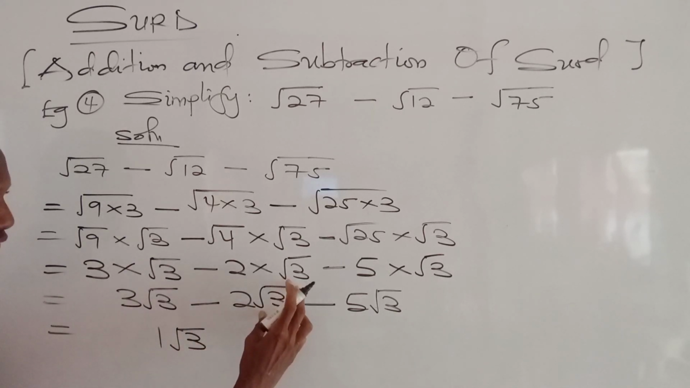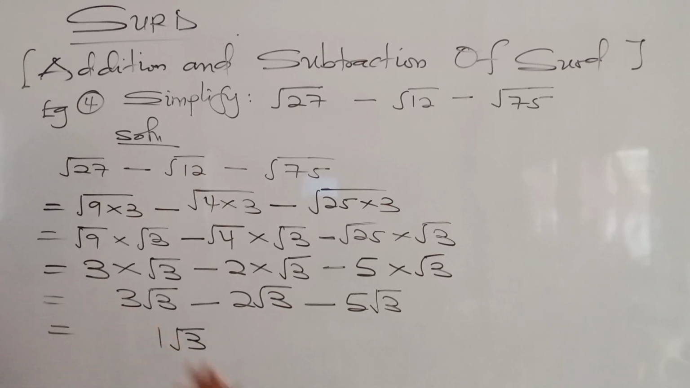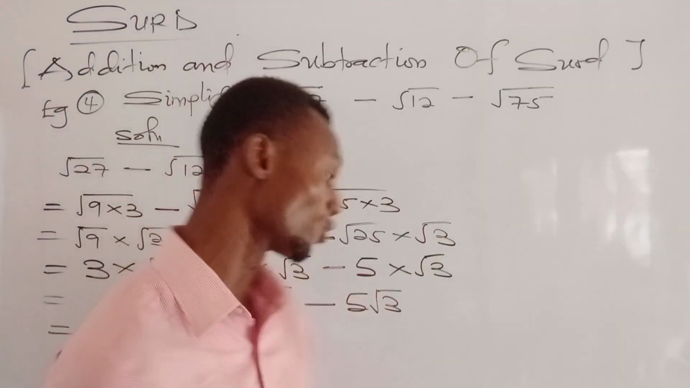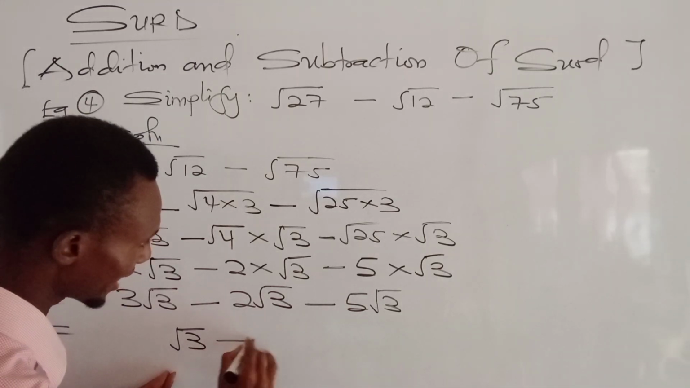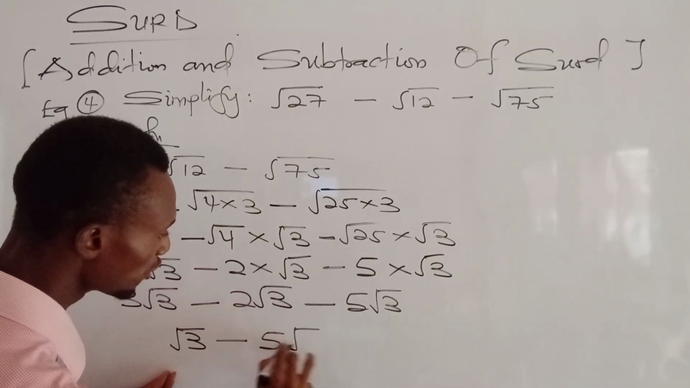Then you just pick one of your root 3 and attach it to it, so you get 1 root 3. But when the coefficient is 1, we don't write it, so you can just clean this one from there. But if you write it, it's not wrong, it's correct. So you have root 3. Then let's join it with this one: root 3 minus 5 root 3.